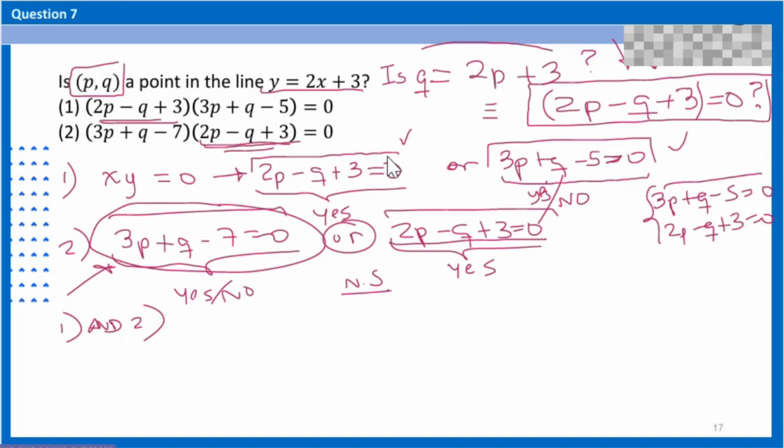Any questions? Any doubts? Gabriel, did you see why B, or the second choice, is not sufficient? Or do you still have doubts?